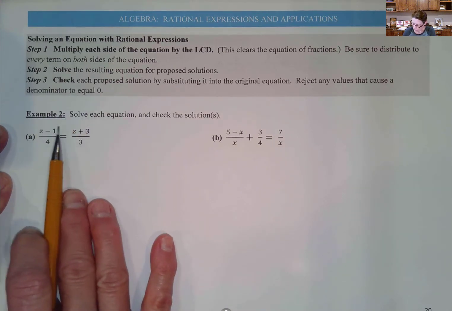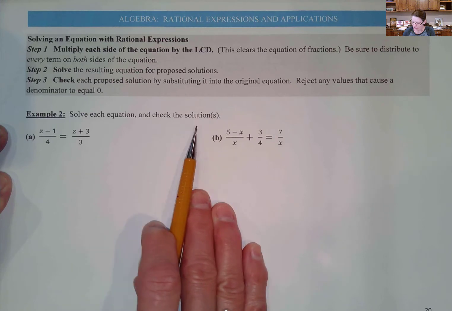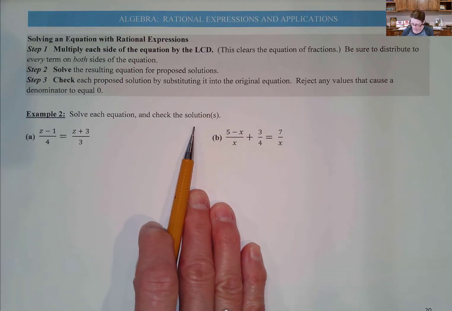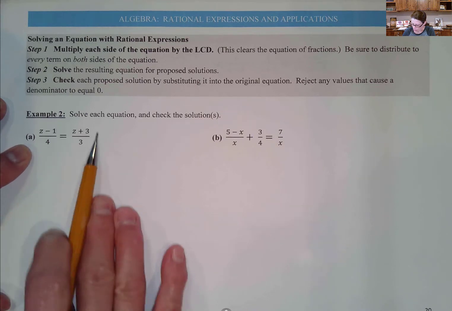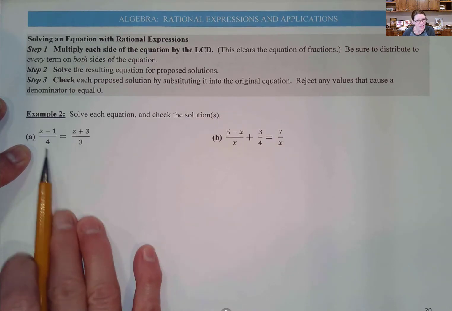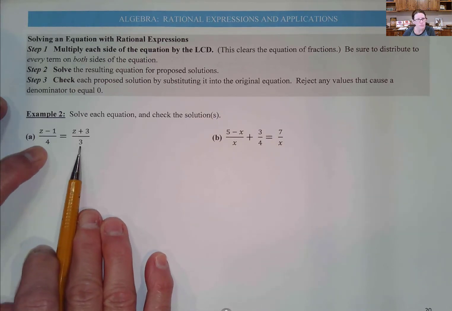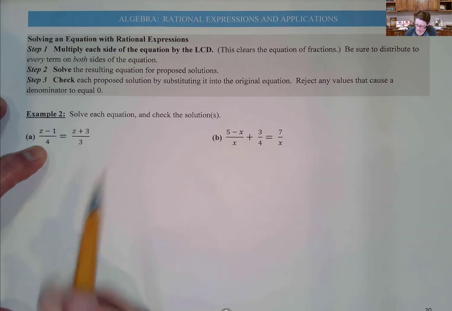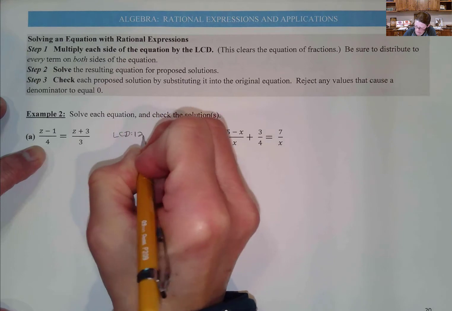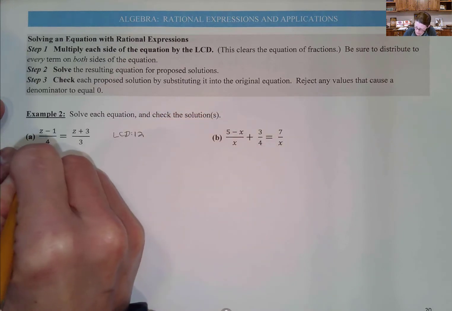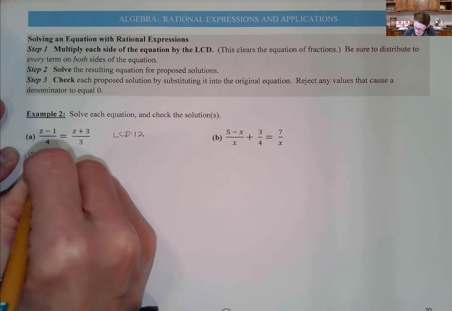In example 2, we'll solve each equation and check the solutions. Now in part A, we've got an equation with fractions, rational expressions, and we're going to multiply each side by the LCD, which is 12. So I'm going to take 12 times the left.